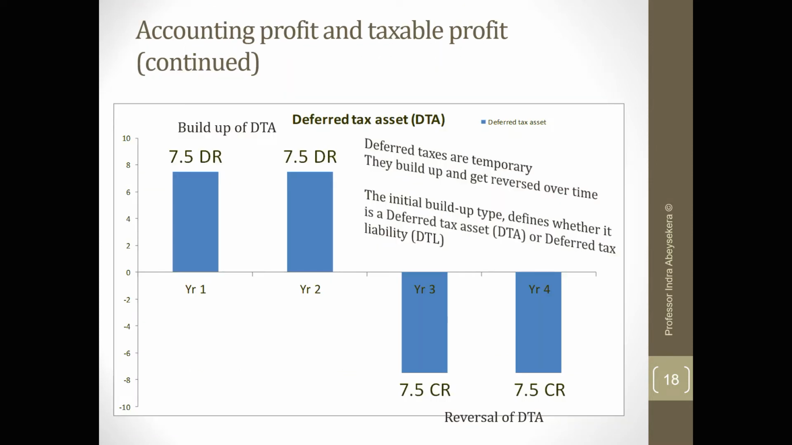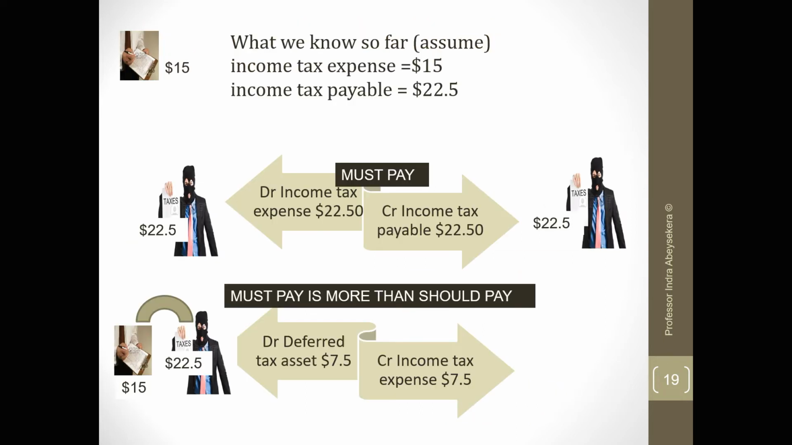So, as shown here in the bar charts, it arises and builds up the deferred tax asset. Then in the third and fourth year, it's reversed, and ultimately the deferred tax asset becomes zero. The net effect of that is that the deferred tax asset account will be zero at the end of the fourth year.